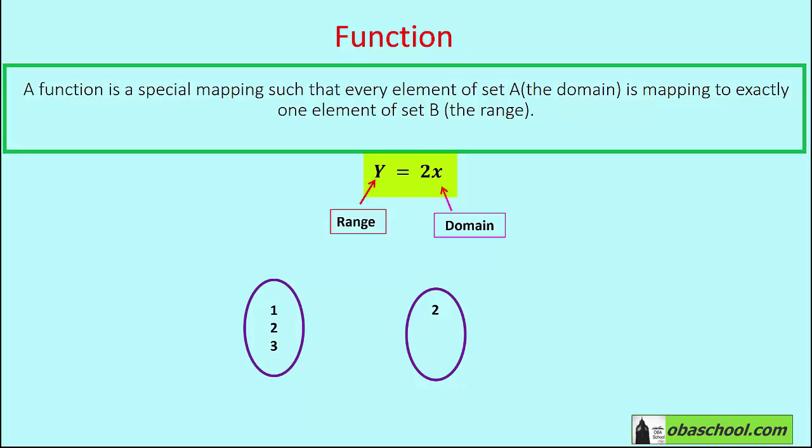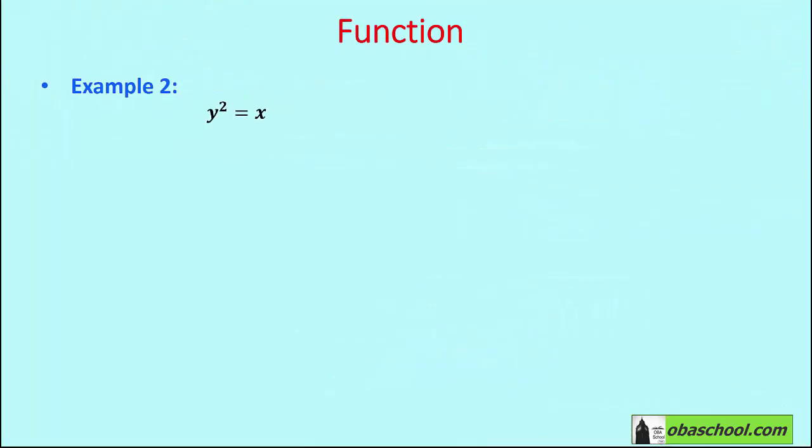Now when we substitute the x by 2, 2 times 2 is 4. So when the x is 2, the y will be 4. The third value, when x is 3, 2 times 3 is 6. So the third value, x is 3 and y is equal to 6. And we should not forget the arrows that represent the mapping diagram. Now let's take a look at another example where y squared equal x.